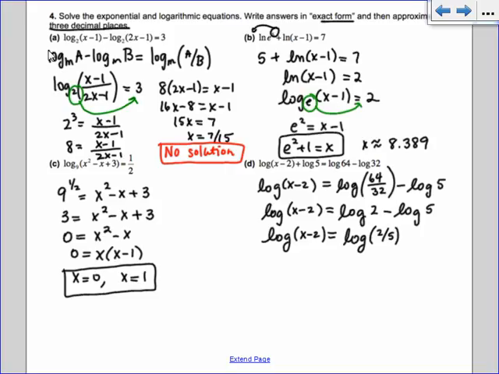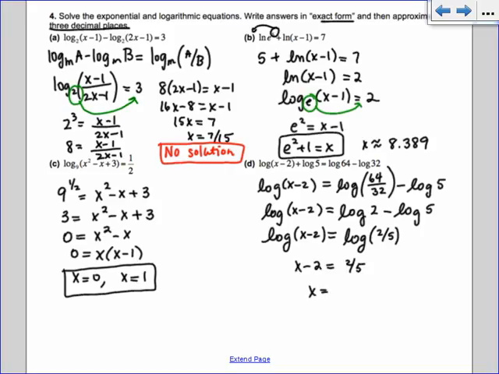It's really like you're doing 10 raised to each side, right? And then 10 raised to log base 10 goes away. But we don't actually write that step. It's basically saying log of a number equals log of another number. Those two numbers have to be the same thing, right? So we can just say x minus 2 equals 2/5.